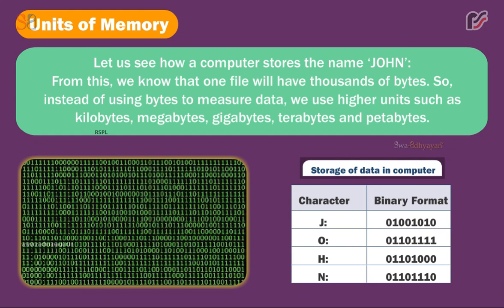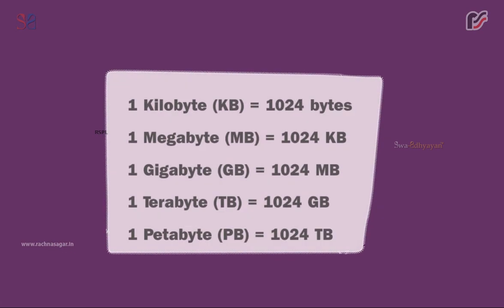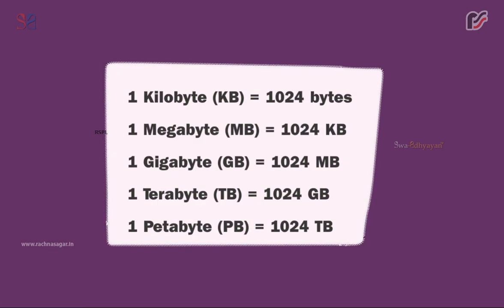From this, we know that one file will have thousands of bytes. So instead of using bytes to measure data, we use higher units such as kilobytes, megabytes, gigabytes, terabytes, and petabytes. 1 kilobyte (KB) is equal to 1024 bytes. 1 megabyte (MB) is equal to 1024 KB. 1 gigabyte (GB) is equal to 1024 megabytes. 1 terabyte (TB) is equal to 1024 GB. 1 petabyte (PB) is equal to 1024 TB.